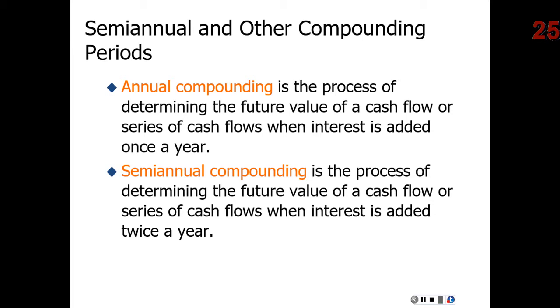And the reason we start out with that is because it's simply easier. It's a good way to start. But in real life, often it's compounded semi-annually, which is 2 times per year, quarterly, which is 4 times per year, monthly, we could even have daily. There's also something called continuous compounding.